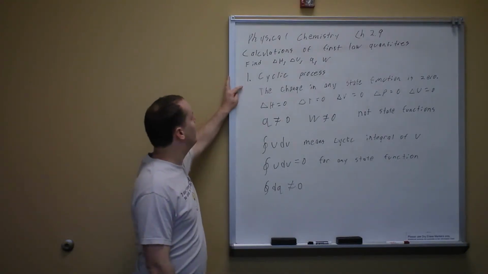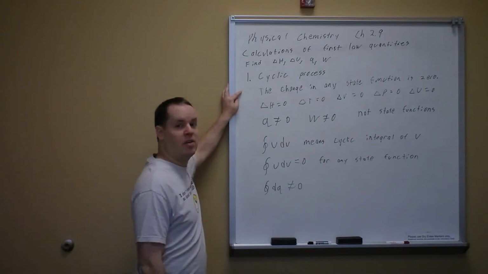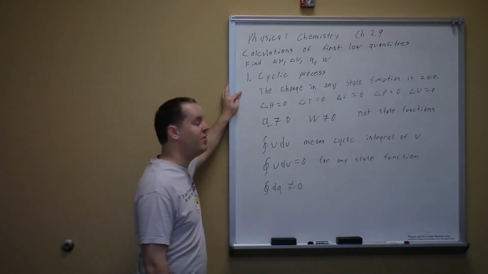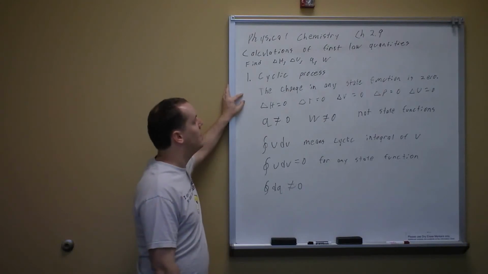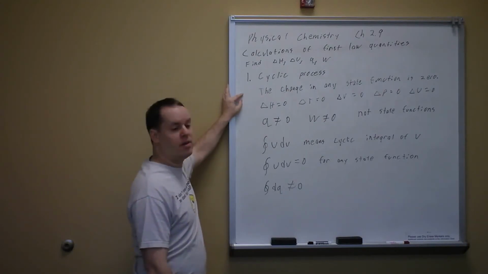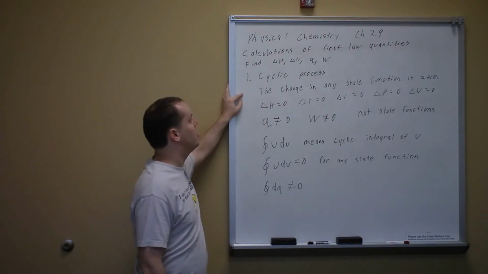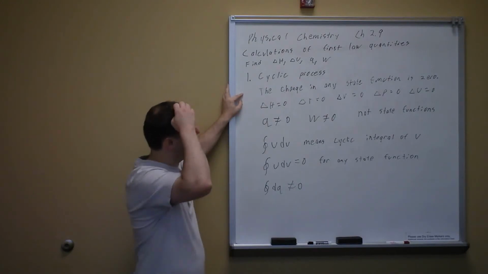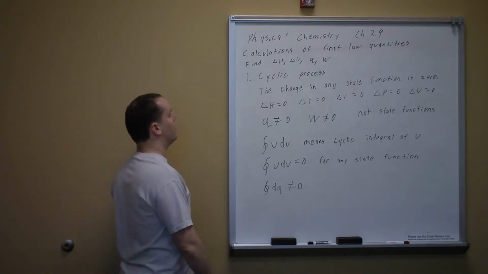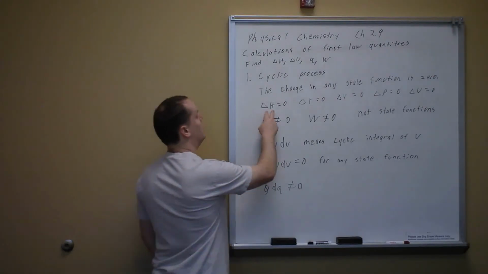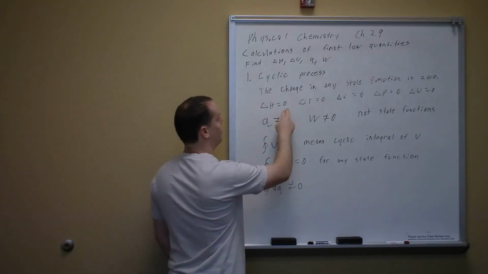Now the easiest one is probably the cyclic process. Remember, we said a cyclic process is any process in which you end up in the exact same state that you started with. What that means is that any state function is going to be exactly where it started. So the change in any state function is going to be 0 for a cyclic process. Now, so far the state functions we've covered include enthalpy, so delta H is equal to 0.